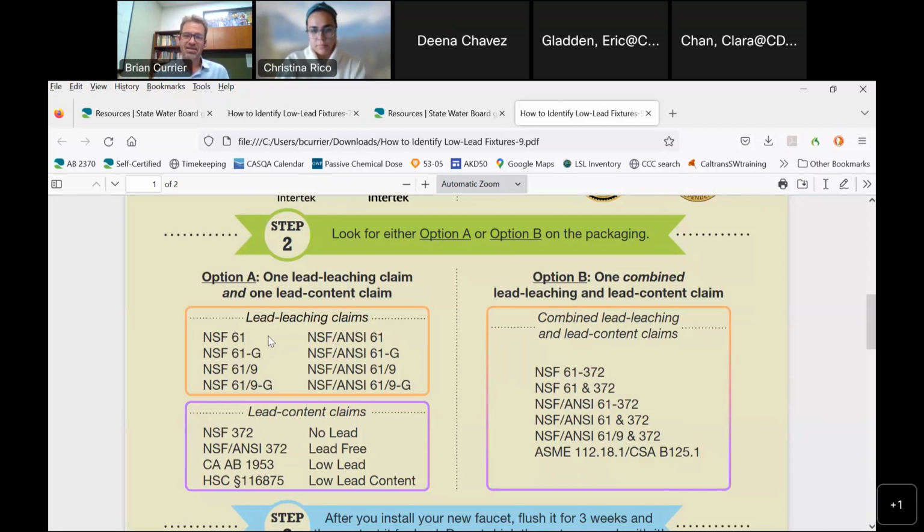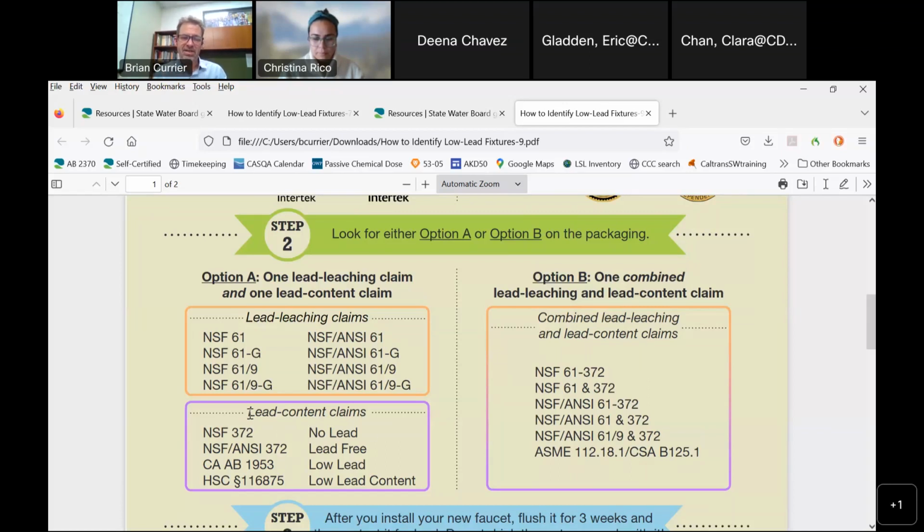The second is the lead content claim, and that's actually in the metal that makes up that fixture, the metal that's exposed to water. Like the valve, the actual valve, they're often made of brass, and brass can contain trace amounts of lead. Well, we want to make sure that those trace amounts are within government standards, okay? It can be a tiny bit, but it can't exceed a threshold.